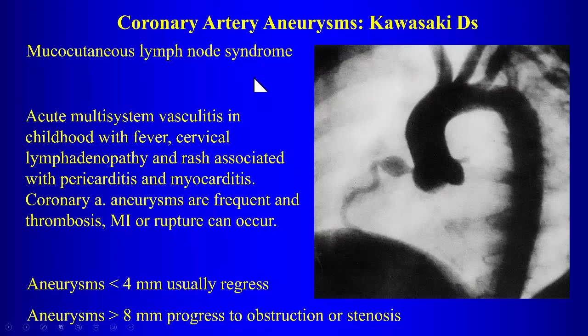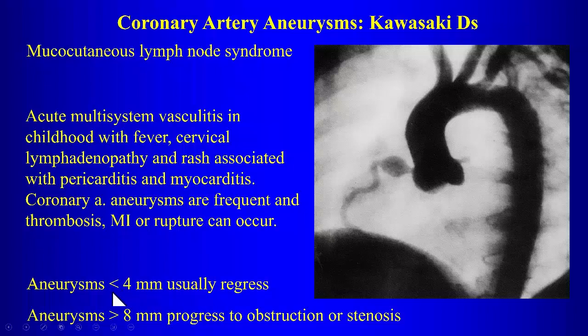All right, so this is a patient with Kawasaki's, also called mucocutaneous lymph node syndrome. This is an angiogram showing coronary artery aneurysm. It is a vasculitis, usually affects children. Worldwide, this is probably the most common cause of coronary artery aneurysms, Kawasaki's. For the United States it is atherosclerotic disease.